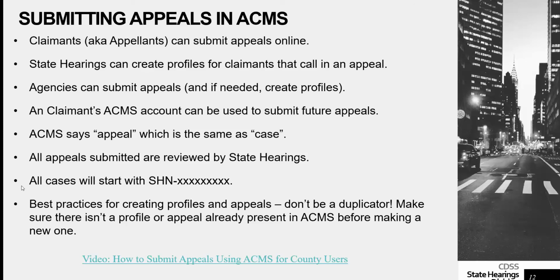And then, of course, all case numbers start with that SHN, which means state hearings number, and a 9-digit number that follows. So whenever you're onlining cases into ACMS, there's two things you need to check. Just make sure that there's not already a profile for that claimant, and make sure there's not already an appeal for that issue. Otherwise, you're going to have a duplicate profile and a duplicate appeal, and nobody wants to do duplicate work. So just double check and make sure that's not already in the system before onlining a case.